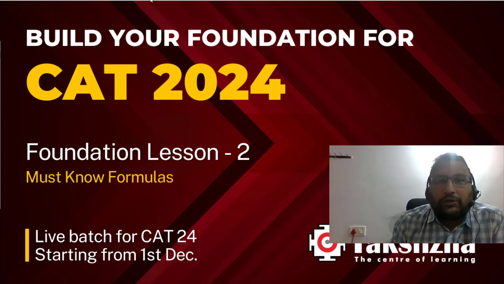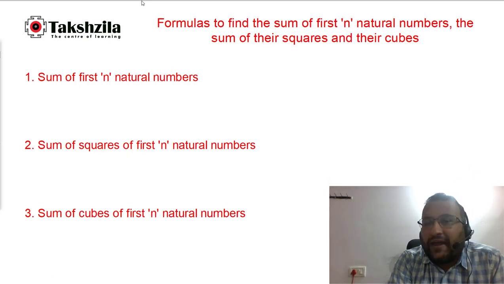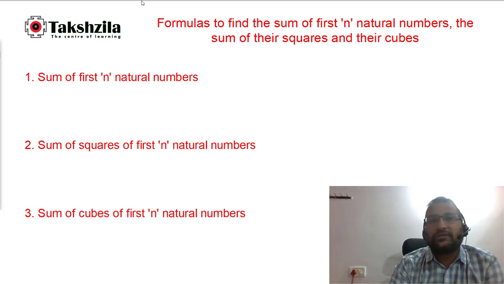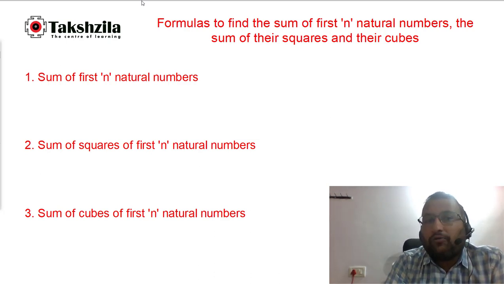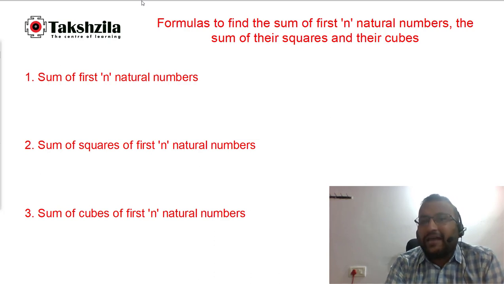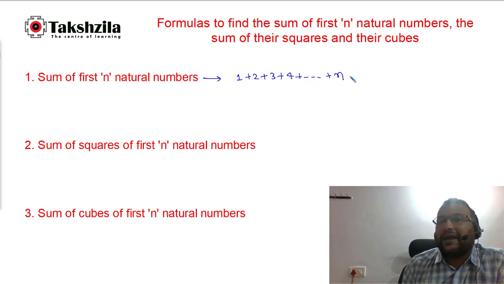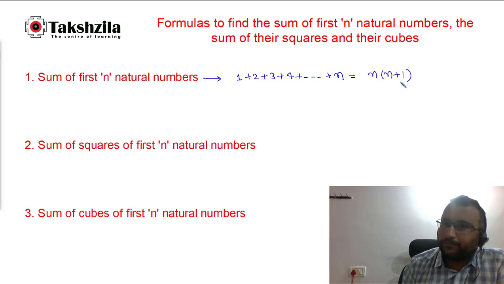First of all, we are going to learn the formulas to find the sum of first n natural numbers, the sum of their squares and the sum of their cubes. The first formula is how to find the sum of first n natural numbers. What do I mean? I want to find the addition of 1 plus 2 plus 3 plus 4 and so on till n. The formula to find this addition is equal to n into n plus 1 divided by 2.